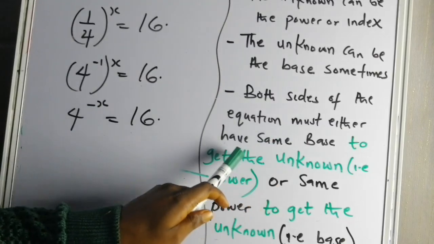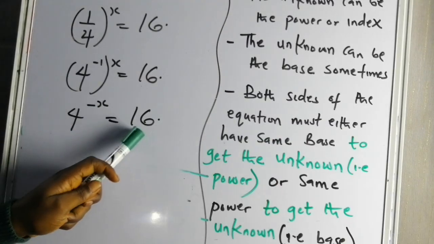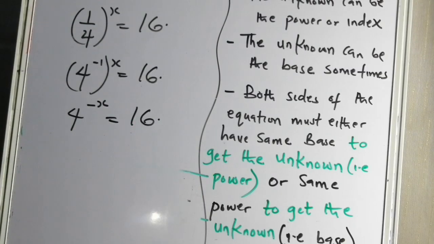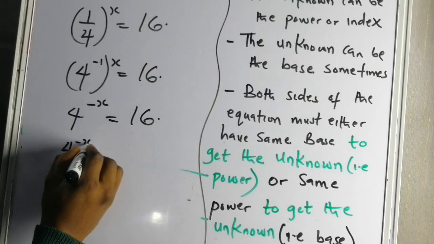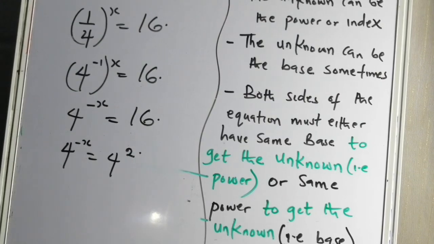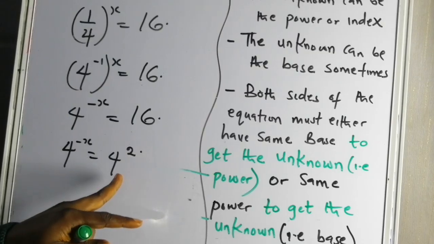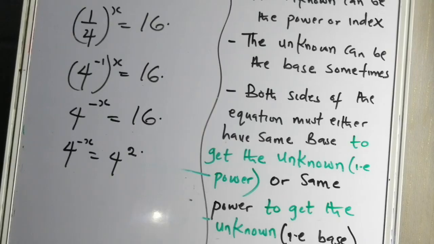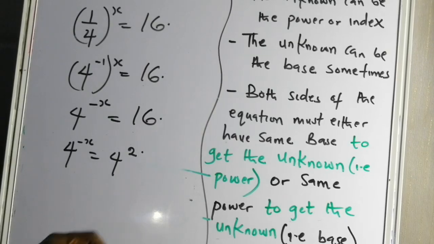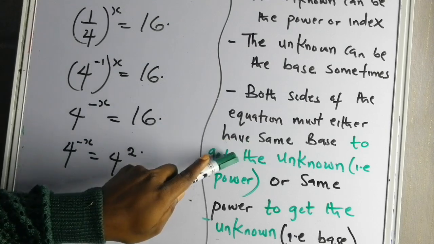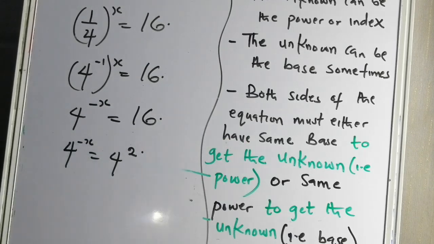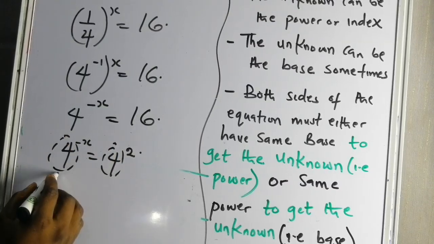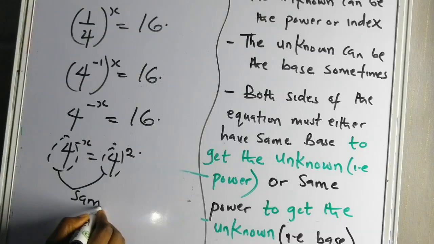Both sides of the equation must have the same base. I know that I can change this to the same base. 4 times 4 will give me 16. That's what I'm working towards so that I can cancel now. So this one is the same thing as 4 raised to power minus x equals 4 raised to power 2. 4 raised to power 2 is the same thing as saying 4 times 4, that's 16. Now look at it very well. For condition 3, both sides of the equation must have the same base. So now look at it. This is my base here. Look at the base here. So it means it's the same base.